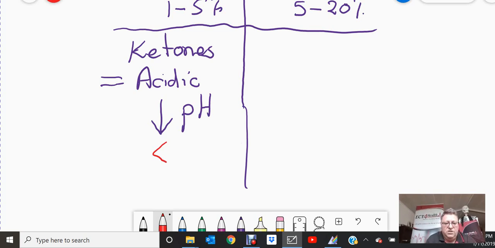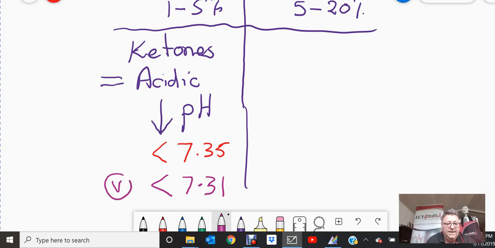Once blood pH levels in an arterial blood gas drop down below 7.35, we'll call that acidosis. And let's go with that nice sort of purpley color. In venous blood, when blood pH levels drop down below about 7.31. So venous blood gases, up here, these ones are arterial blood gases.